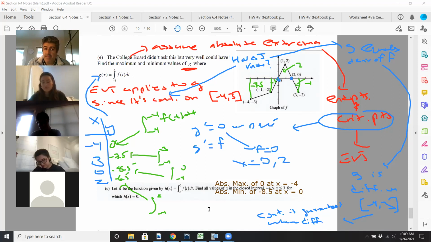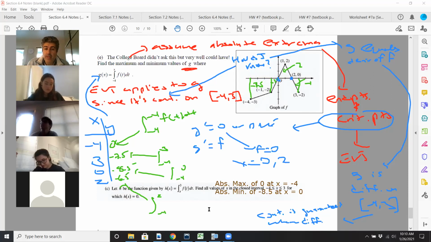And because F is defined everywhere in our interval, then G prime is defined everywhere. And if your derivative is defined everywhere, that means G is differentiable everywhere, so you're continuous everywhere. And remember, for EVT, you look at endpoints or critical points. Our endpoints are -4 and 3.